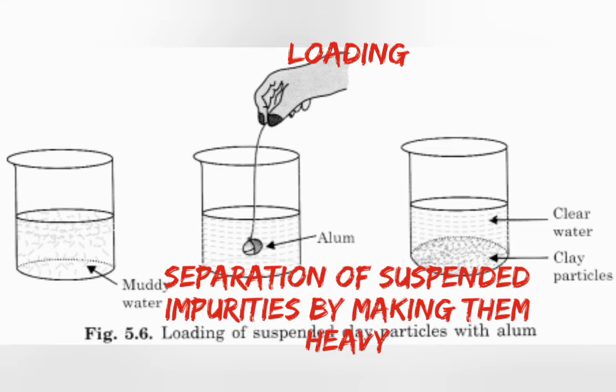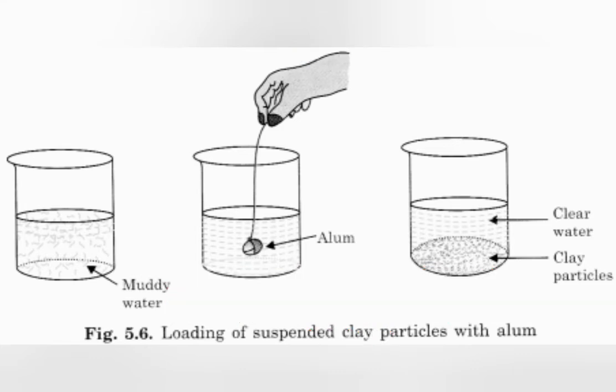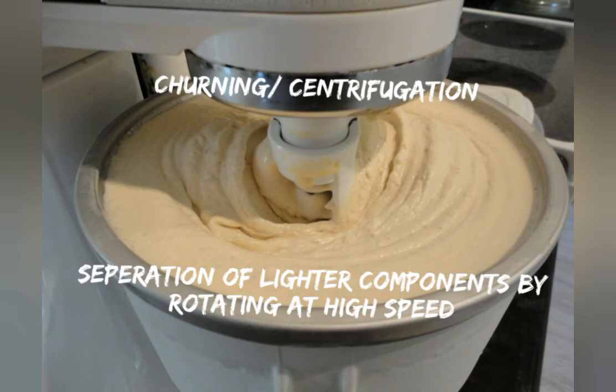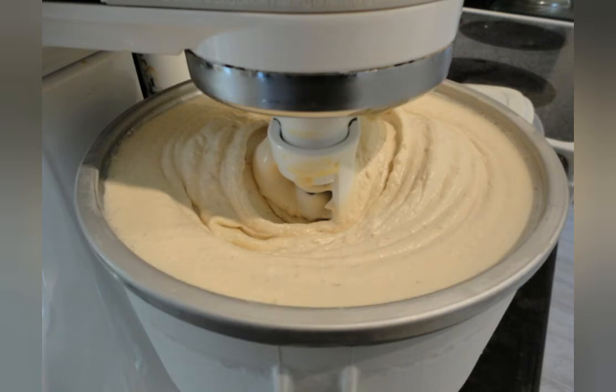Next is loading. We make the suspended impurities heavier and separate them. Churning or centrifugation, we separate things by rotating at high speed.